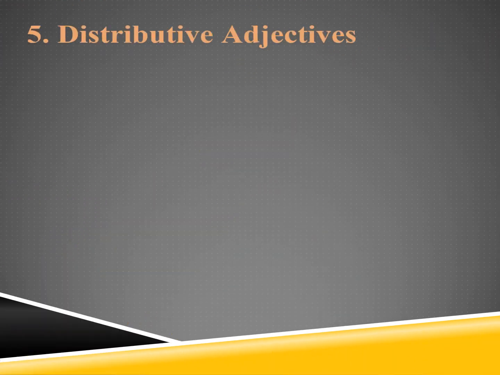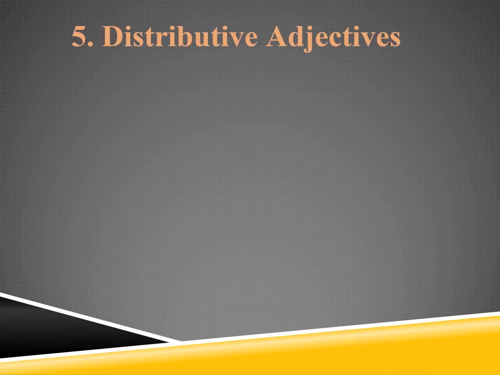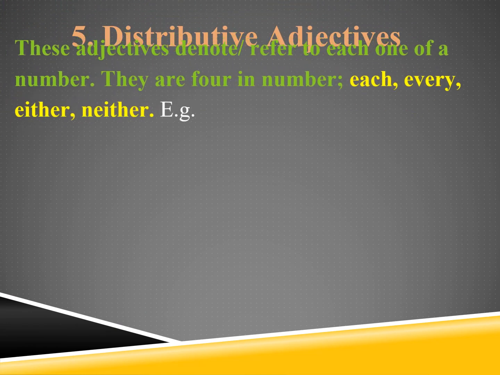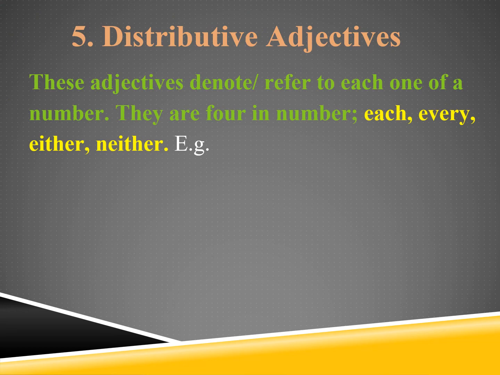The fifth type of adjective is distributive adjectives. These adjectives denote or refer to each one of a number. They are four in number: each, every, either, neither. For example, each boy must take his turn. So the word each in this sentence is a distributive adjective because it describes the word boy after it.